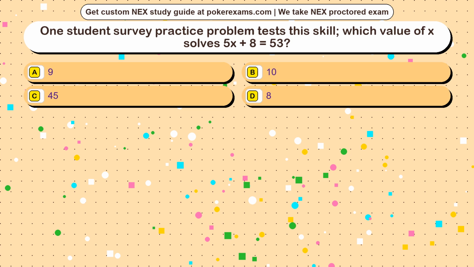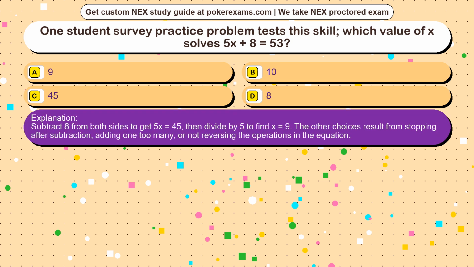The correct answer is option. Subtract 8 from both sides to get 5x equals 45, then divide by 5 to find x equals 9. The other choices result from stopping after subtraction, adding 1 too many, or not reversing the operations in the equation.